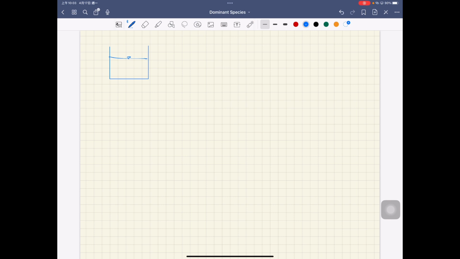This open system is prepared by adding 10 to the minus 3 molar of Na2CO3 and 10 to the minus 3 molar of HCl. And then I say, well, in the air there is already CO2, and that PCO2 is 10 to the minus 3.39. I use bar.